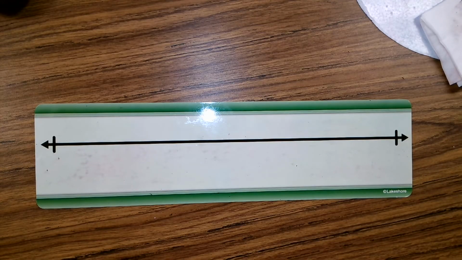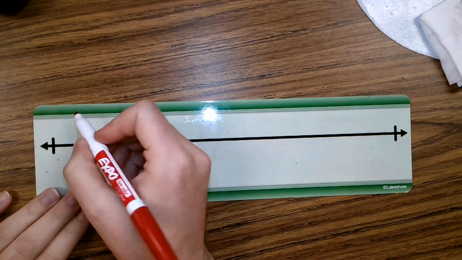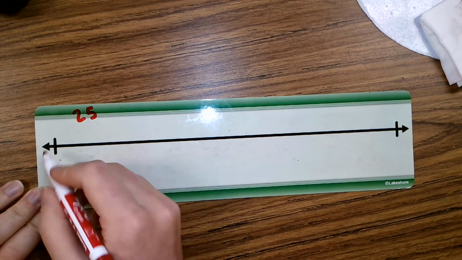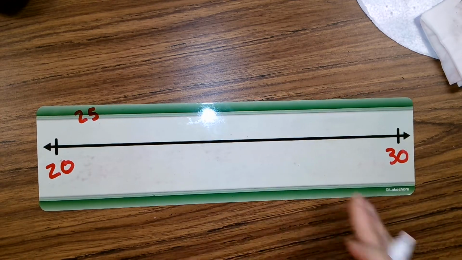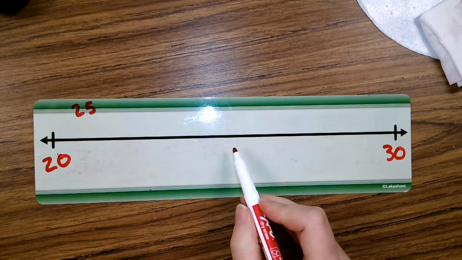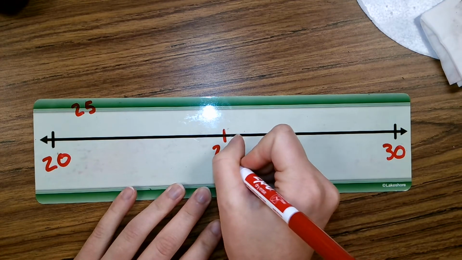Okay? So now that you have your dry erase board, our first number that we're going to do is 25. I'm just going to write that up here so that we can remember what number we're trying to round. So the first question that we have to ask ourselves is, what two tens is 25 between? So 25 is between 20 and 30, right? So those are the two tens that 25 is between. Now what is the number that's halfway between 20 and 30? 25, right?